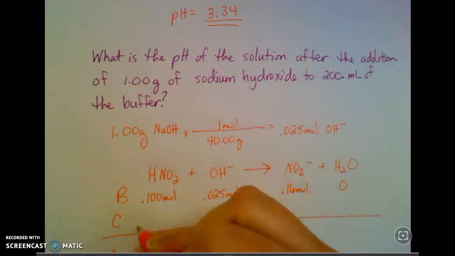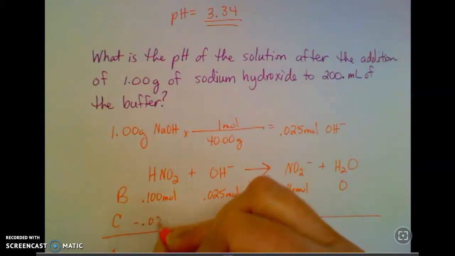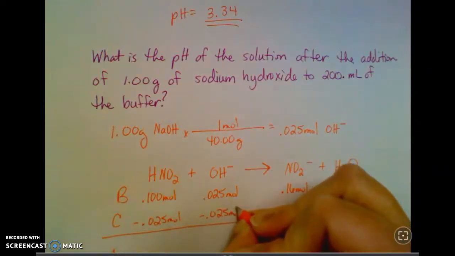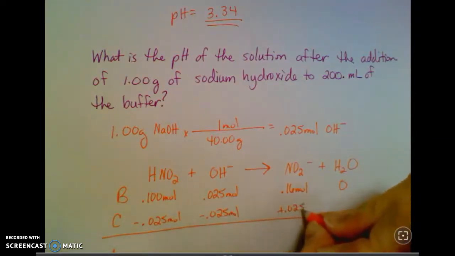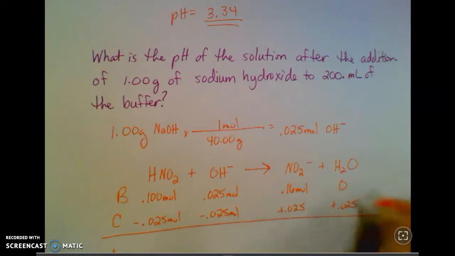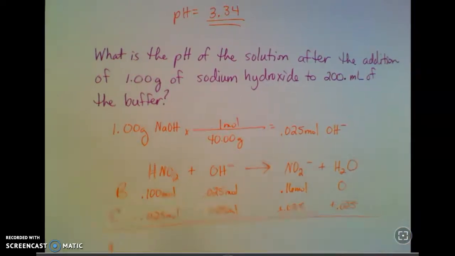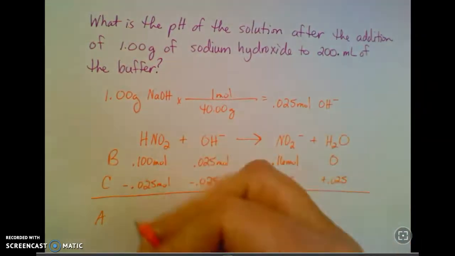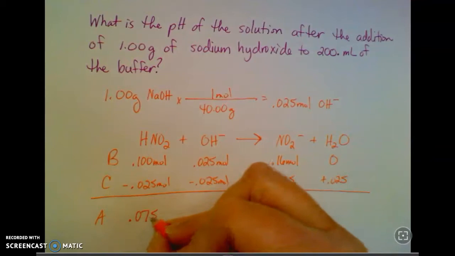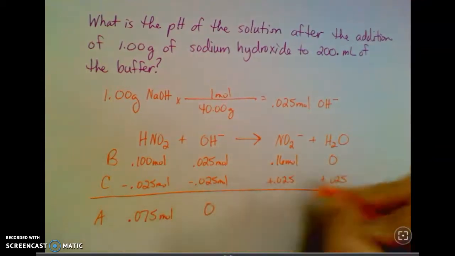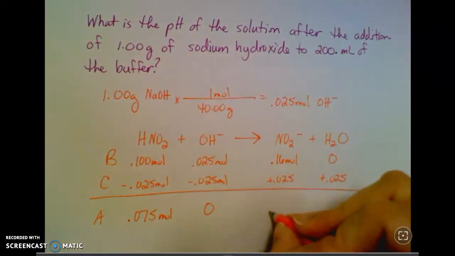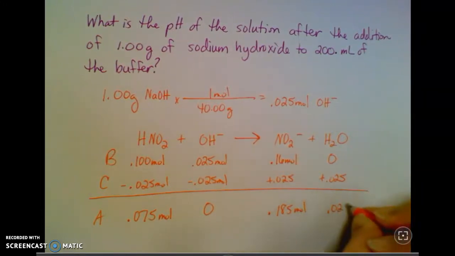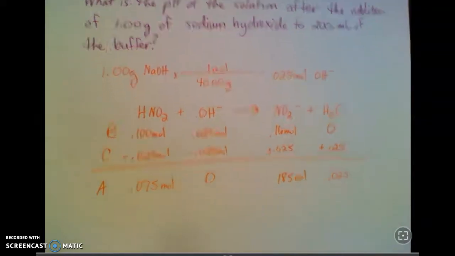And so this is my limiting reactant. So minus 0.025, minus 0.025, plus 0.025, plus 0.025. Notice everything is 1 to 1. I'd have to deal with stoichiometry if it weren't, or the ratios if it weren't. So this is 0.075 moles, this is 0.185 moles, and 0.025.